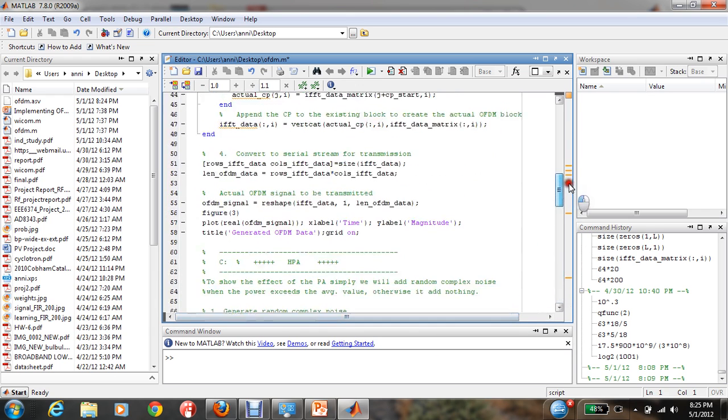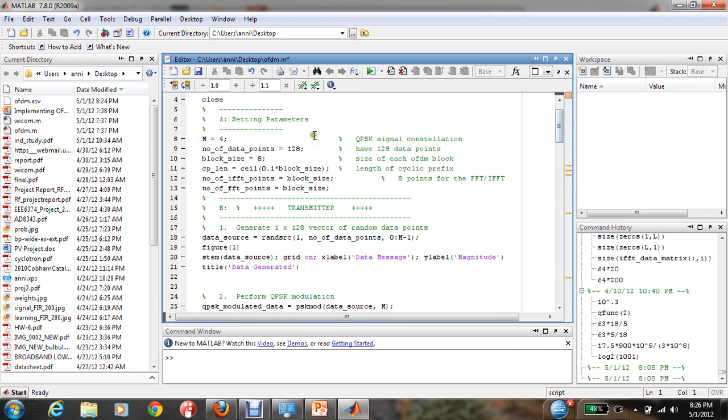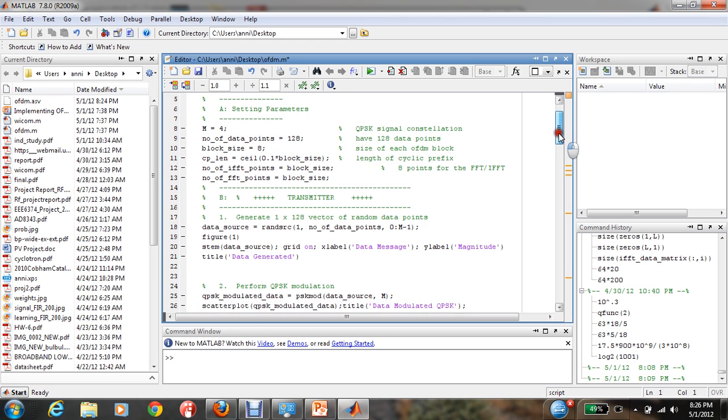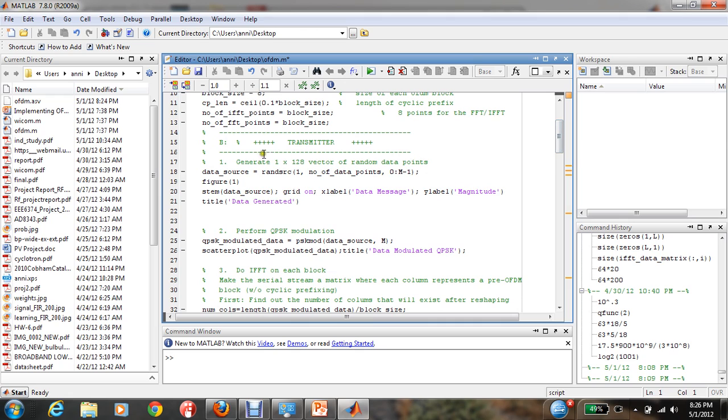This is the MATLAB code which we have used, and as I said again, this is the experimental setup. M is taken as 4. Number of data points is 128. Block size is 8, so we'll be getting a block size of 8, and as a result, we'll be getting 16 columns. And then the length of the cyclic prefix based on this particular formula. And then 0.1 times 8 is rounded up with the ceil function to obtain 1, and we calculate the number of IFT points. And at the transmitter end, again we are generating a 1 by 128 vector of random data, and after we run the simulation, hopefully we'll be obtaining all the plots.